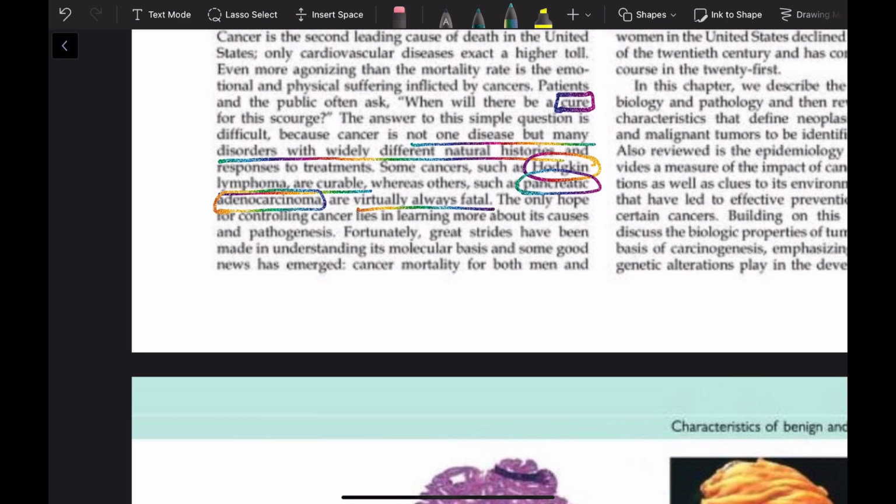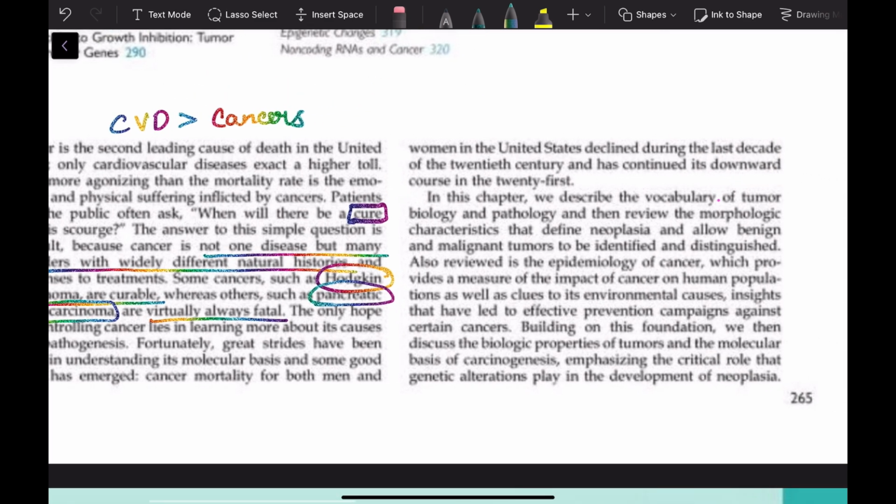The only hope for controlling cancer lies in learning more about its cause and pathogenesis. Fortunately, great strides have been made in understanding its molecular basis, and some good news has emerged. Cancer mortality for both men and women in the United States has decreased during the last decade of the 20th century and has continued its downward course in the 21st century.